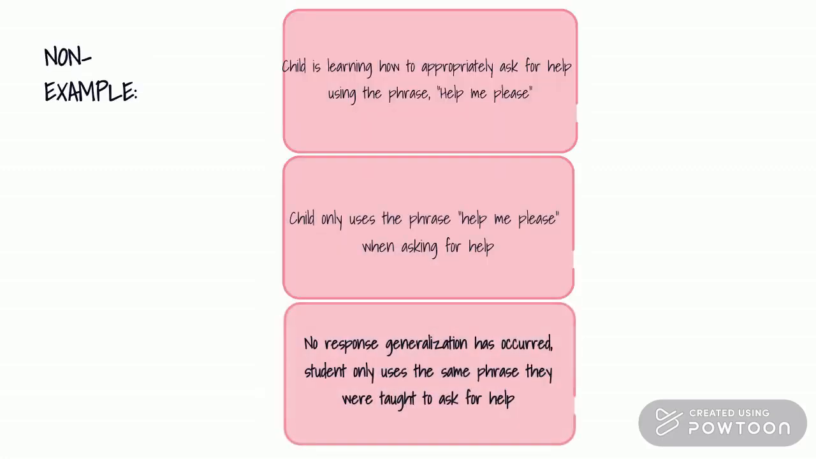A non-example would be when a child is learning how to ask for help using the phrase, "Help me please." The child only uses the phrase, "Help me please," to ask for help. No response generalization has occurred because the child is only using the same phrase they were taught. Now let's move on to stimulus.